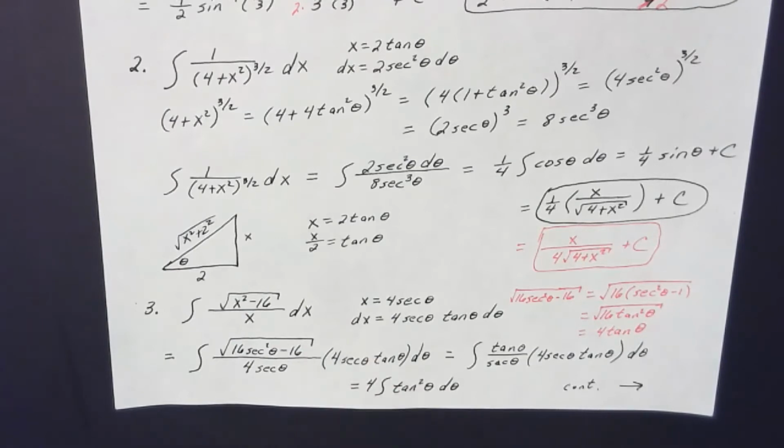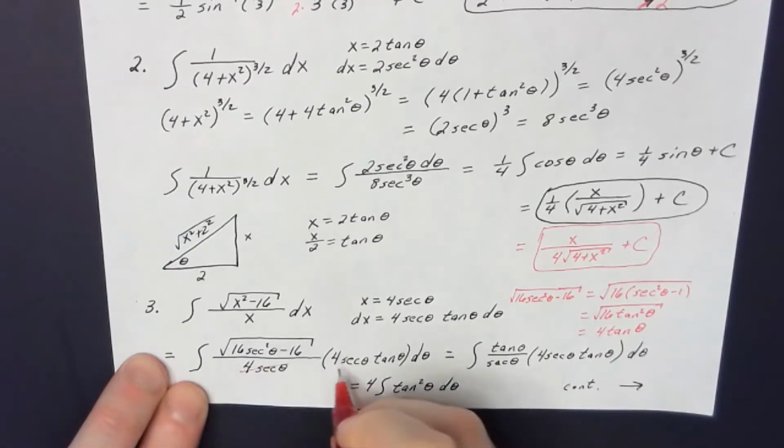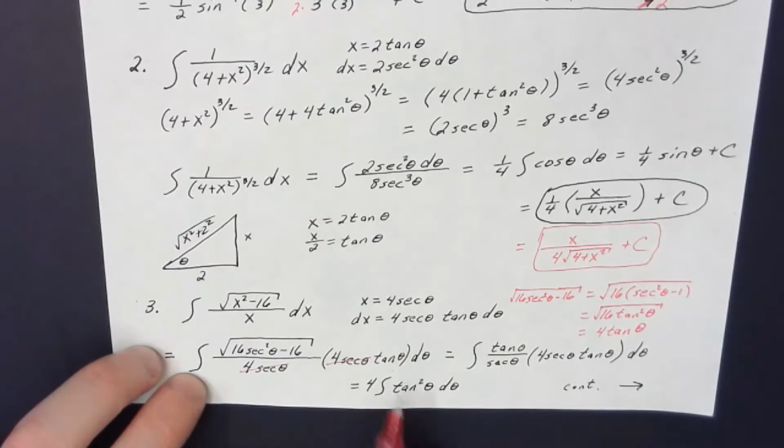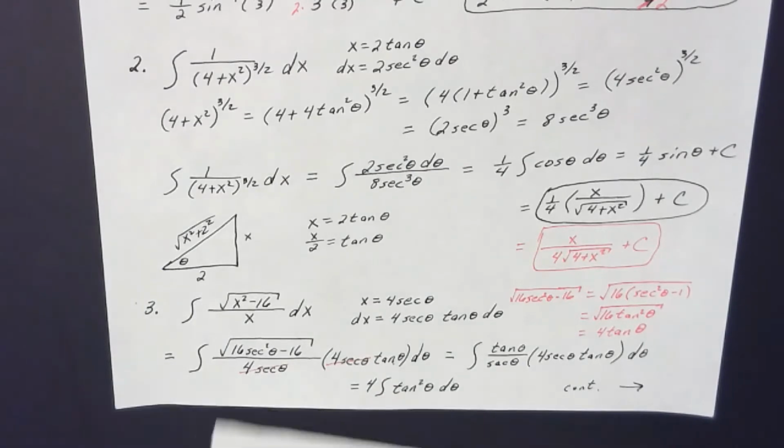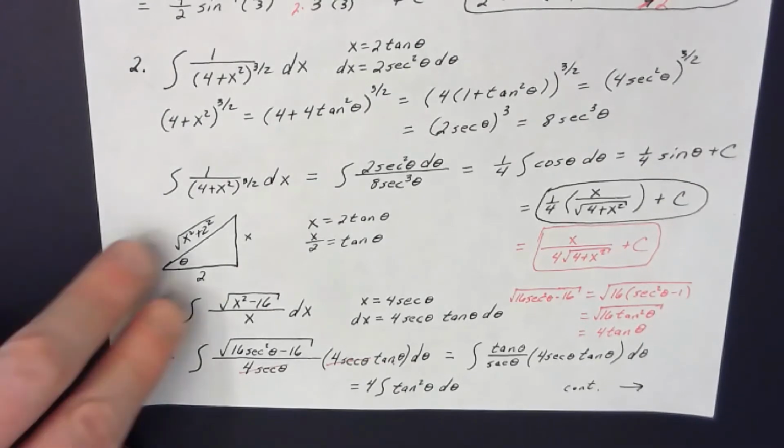So now, please notice what you would have remaining in your problem. The 4 secant theta cancels in the denominator in this term, but I would have left this tangent theta, and I know all that numerator up here becomes 4 tangent theta, so I would have 4 tangent theta quantity squared, which is where this comes from. Okay, so now I'll go ahead and go to my next page here. So I've got that 4 tangent squared theta.